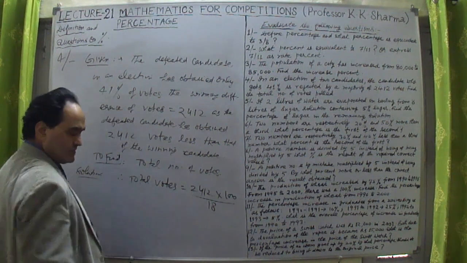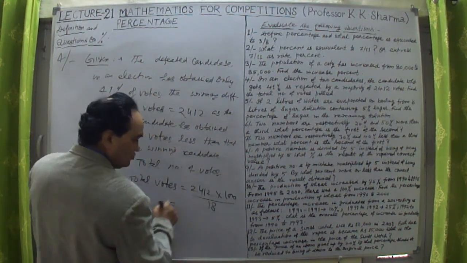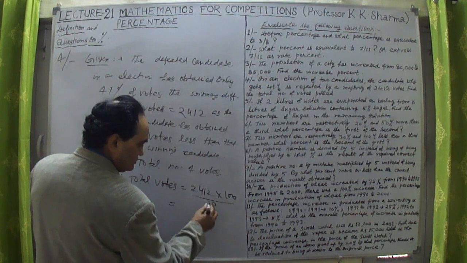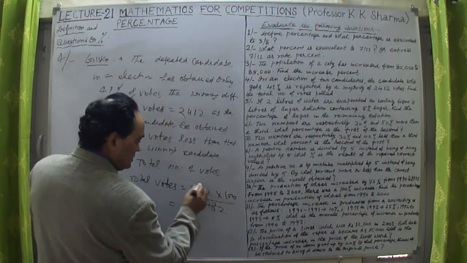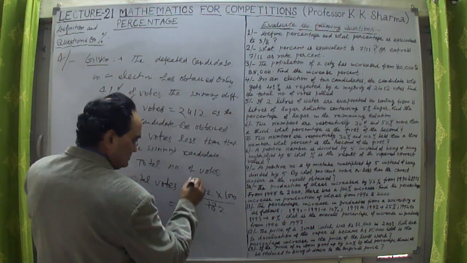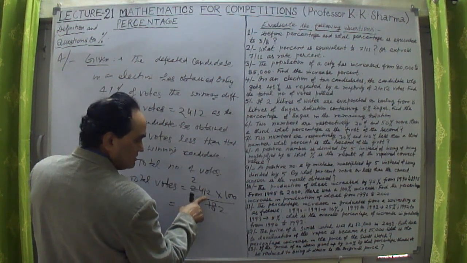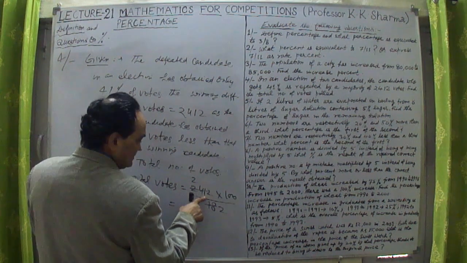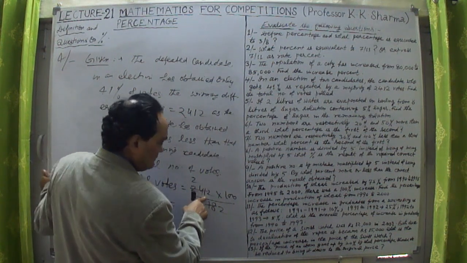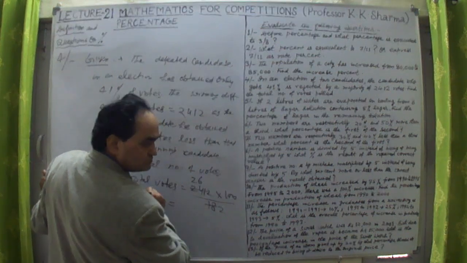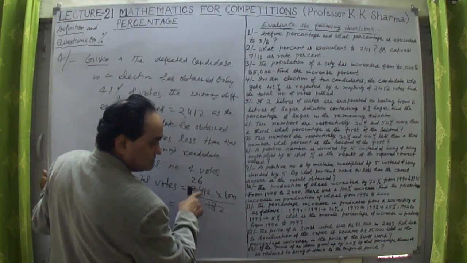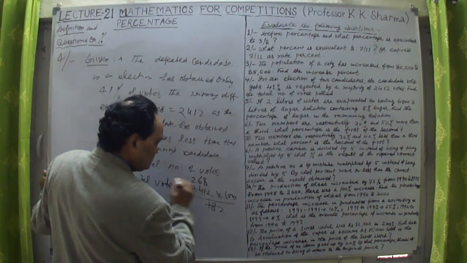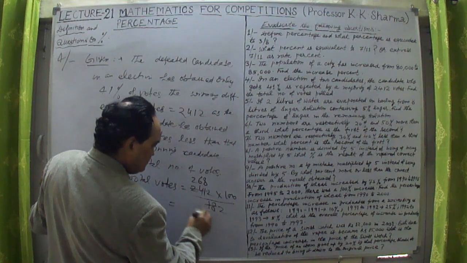Now let us solve it. 2412 is divisible by 9, since 2 plus 4 is 6, plus 1 is 7, plus 2 is 9. Dividing: 9 2s are 18, remaining 6, bring down 1 makes 61. 9 6s are 54, remainder 7, bring down 2 makes 72. 9 8s are 72. So we get 268 upon 2.